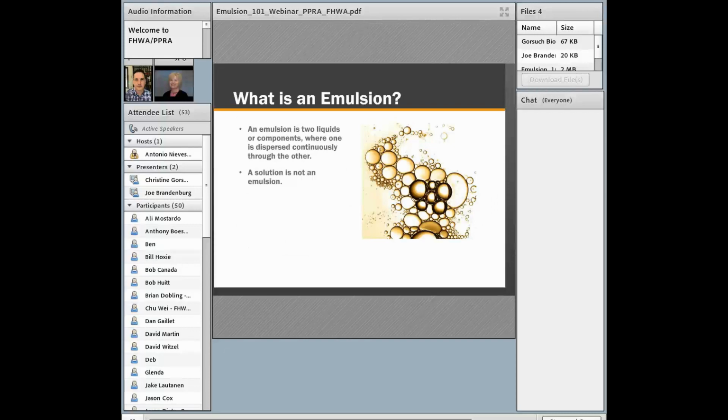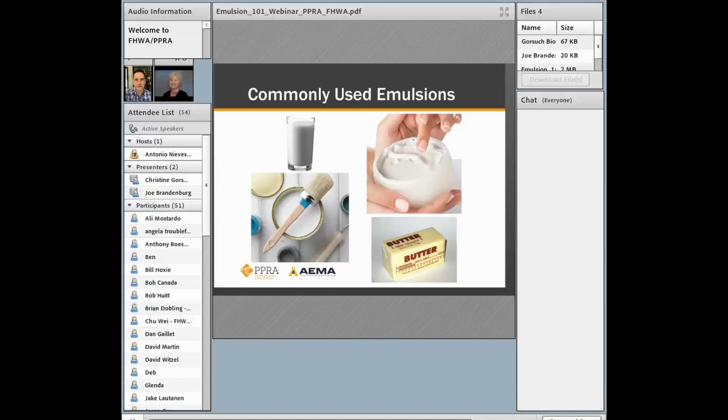So let's talk a little bit about what an emulsion is. Basically, an emulsion is a mixture of two different liquids that are not miscible in each other, so they're not soluble in each other, like oil and water. An emulsion is a dispersion of one liquid in another one. It's different than a solution.